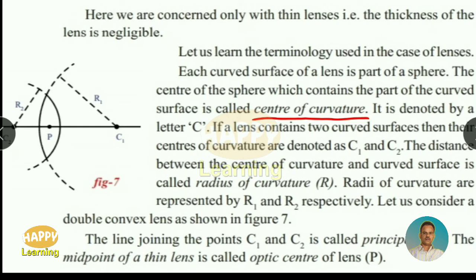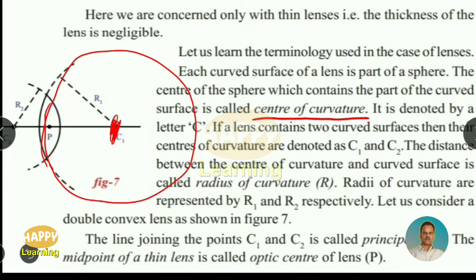What does it mean? Let me explain. If this curved path is extended, we will find a sphere, and the center of that sphere is called center of curvature. This side is the first surface, therefore this is center of curvature C1. It is denoted by letter C.